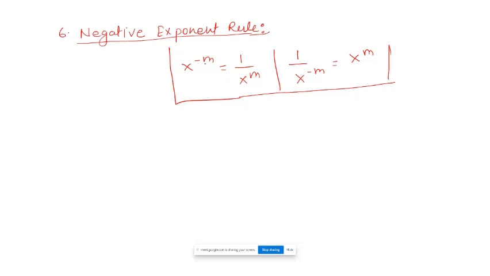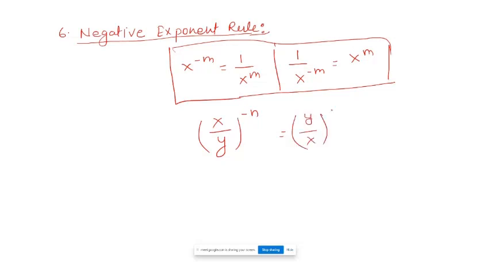Okay, let's talk about this. If I have x over y, a fraction, and the whole fraction has minus n, then what will happen in this case? If you have any fraction that has a negative exponent, you change the denominator to the numerator and the numerator to the denominator, y over x, and then it will be positive n. That is the third one. That is what the negative exponent rule says. Understand? Keep it in your mind, and let's have 3 examples here.